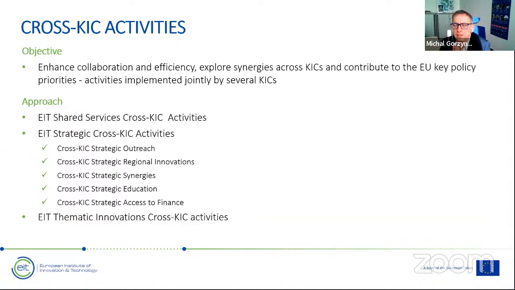So when we revised the scheme, we created the first cluster, which is called EIT Shared Services. And this is a cluster which comprises activities such as the joint EIT House in Brussels and joint CLCs. So, for example, when you go to Stockholm, there were 3 different collocations of 3 different KICs. So we decided that they should be merged and there should be one office in Stockholm instead of having 3 different offices. This increases the effectiveness and efficiency, but also the visibility of the EIT community.